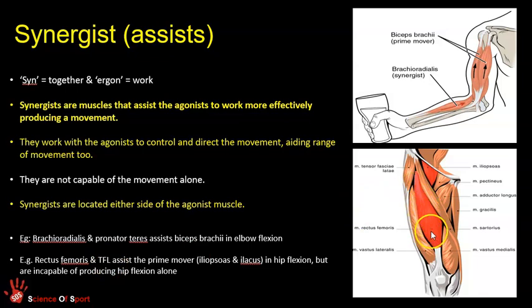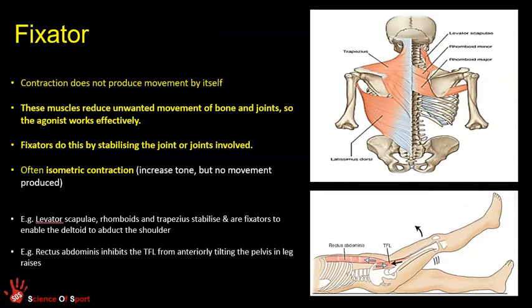So rectus femoris is this big quadricep muscle, and tensor fascia latae is this muscle up here. So this is the agonist, and these are synergists in hip flexion. Okay, I really recommend maybe you learn at least one of those as an example in case you need to explain it. Okay, so we've talked through agonist, antagonist and synergist, the assisting muscles.